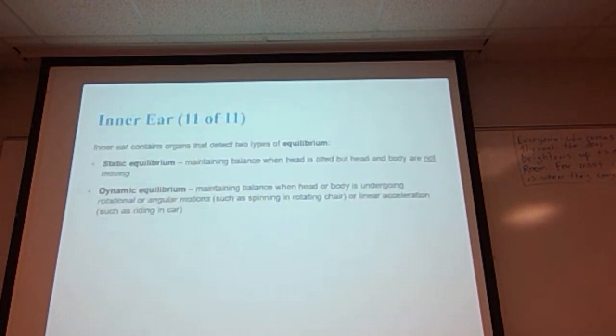You have two types of equilibrium. You have static equilibrium, which helps us maintain our balance when the head is tilted, but the head and body are not moving. So standing still, leaning your head to the left, leaning your head to the right would be an example of static equilibrium. Dynamic equilibrium helps us maintain balance when the head or body is undergoing some rotational or angular motion, such as if you're sitting in a chair and spinning around, or linear acceleration, such as when you're riding in a car. So static, head is tilted, but the body's not moving. Dynamic, your body is moving some angular or rotational way.